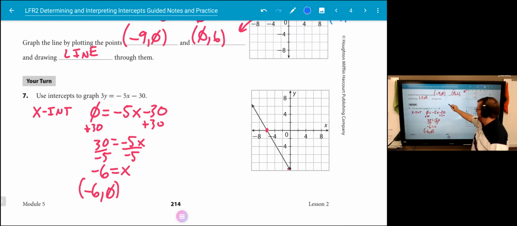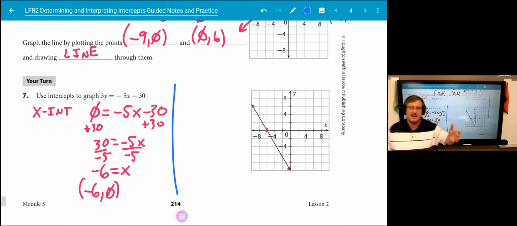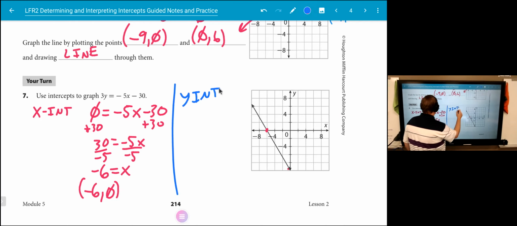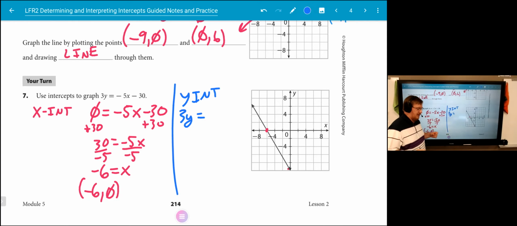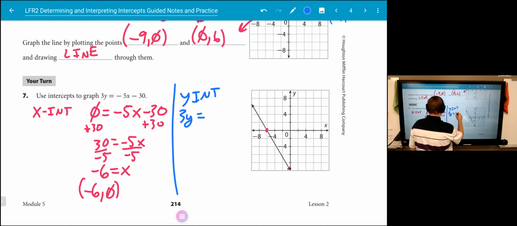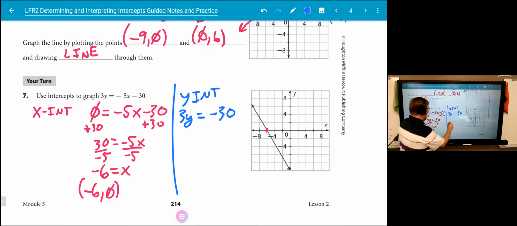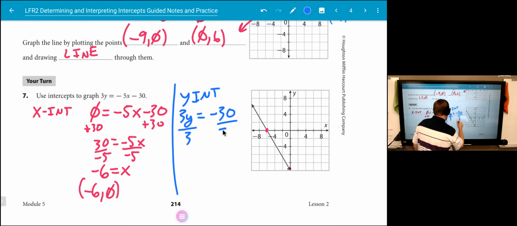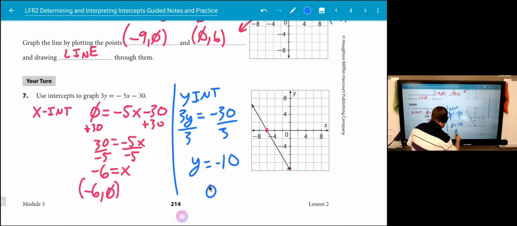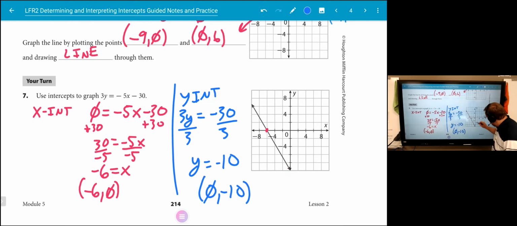See if we can get the y-intercept, right? The y-intercept again is when x equals 0. So 3y equals -5 times 0, which is 0, 0 minus 30, so -30. Divide both sides by 3. y equals -10. Again, this is when x was 0, y was -10. So 0, -10. Nailed it.